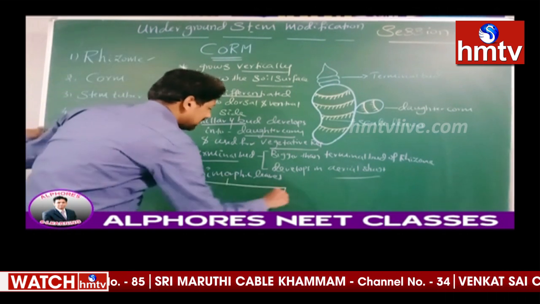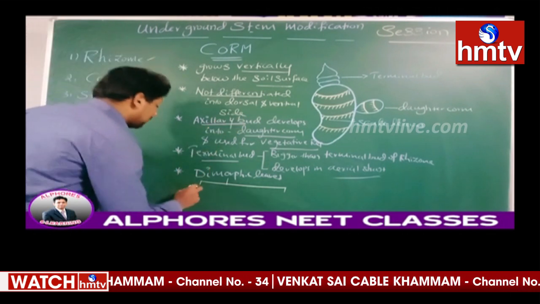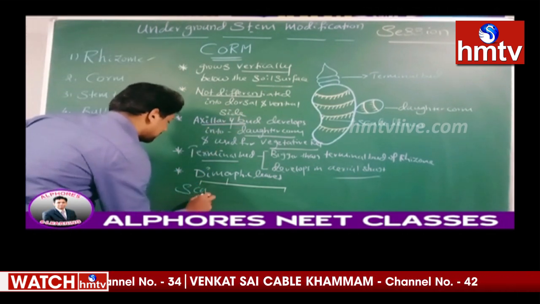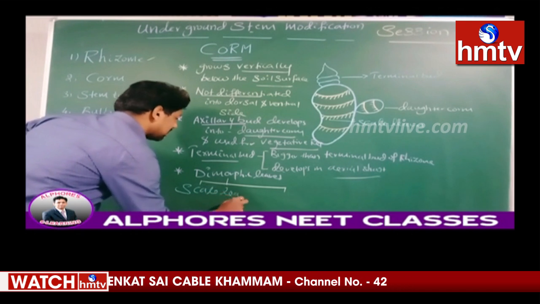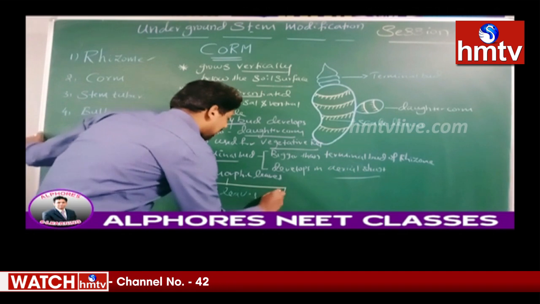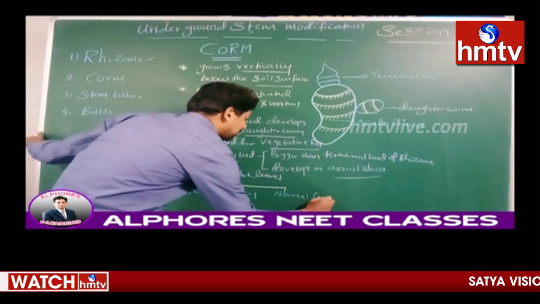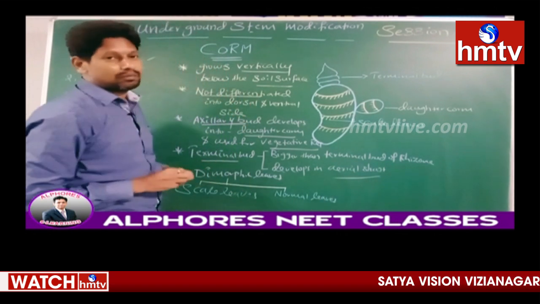Dimorphic leaves means two types of leaves. What are the two types? Underground leaves are modified into scale leaves, whereas aerial leaves are normal leaves.